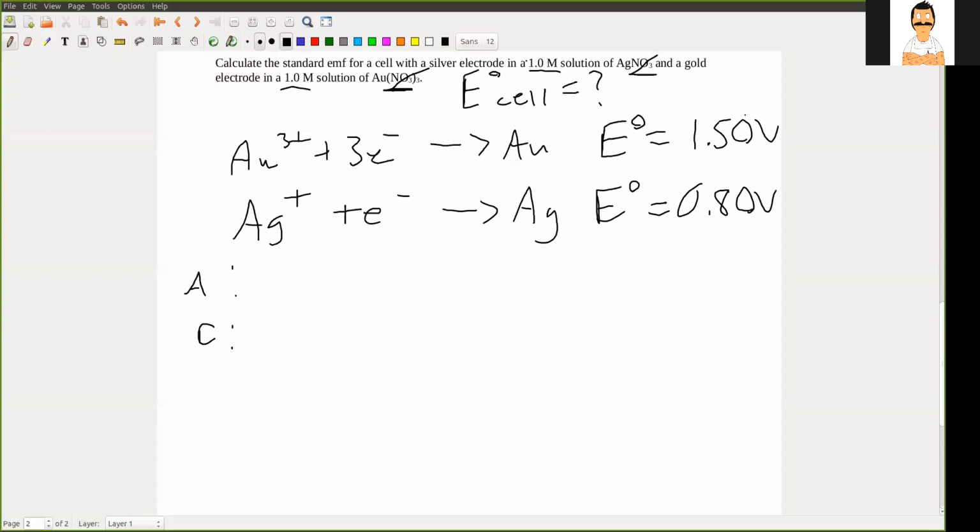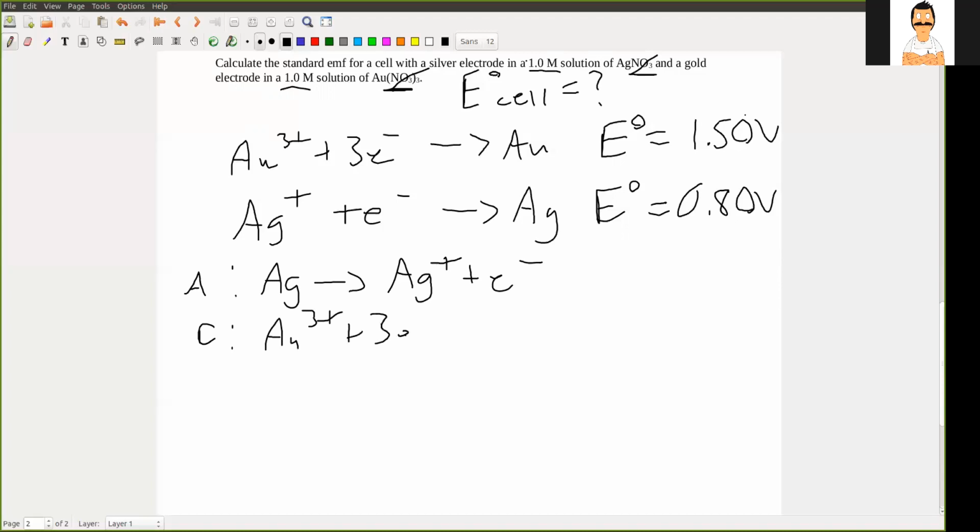So for our anode, we simply look at our standard reduction potential, recognizing that on the table, the lower reactions, the ones near the bottom, have the ability to reduce the ones above it. So in this case, silver has the ability to reduce something, so it is going to be oxidizing. So the silver is going to have to be our anode. So it's going to be oxidizing. And that means that our gold will be our cathode.